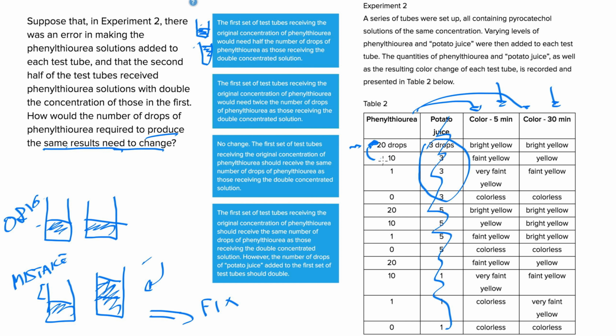The first set of test tubes receiving the original concentration of phenolketonuria would need twice the number of drops of phenolketonuria as those receiving the double concentrated solution.